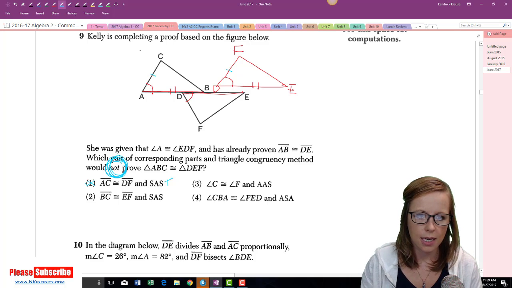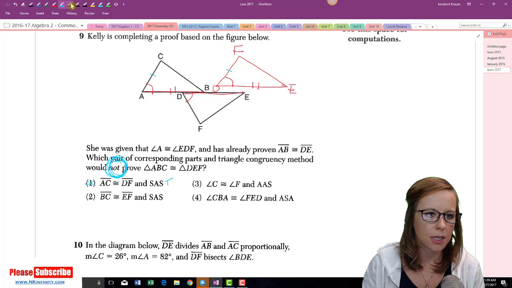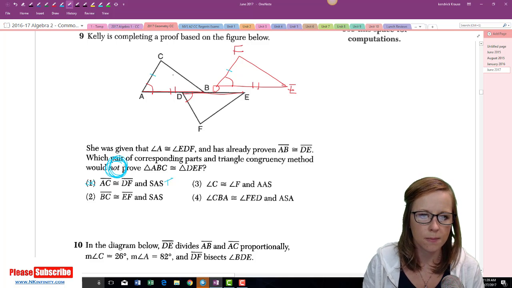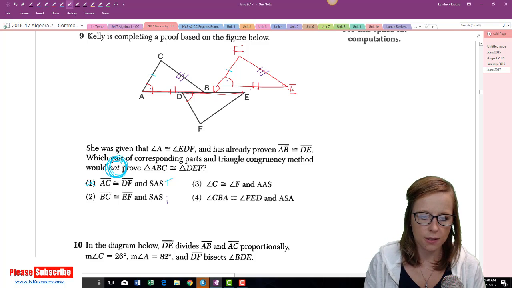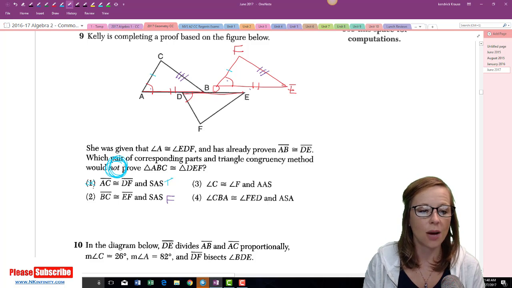BC congruent to EF, so I'm going to use this one. BC congruent to EF. That would give you angle, side, side. And this says SAS. That's not right. So this is false. So that would not prove that they're congruent.